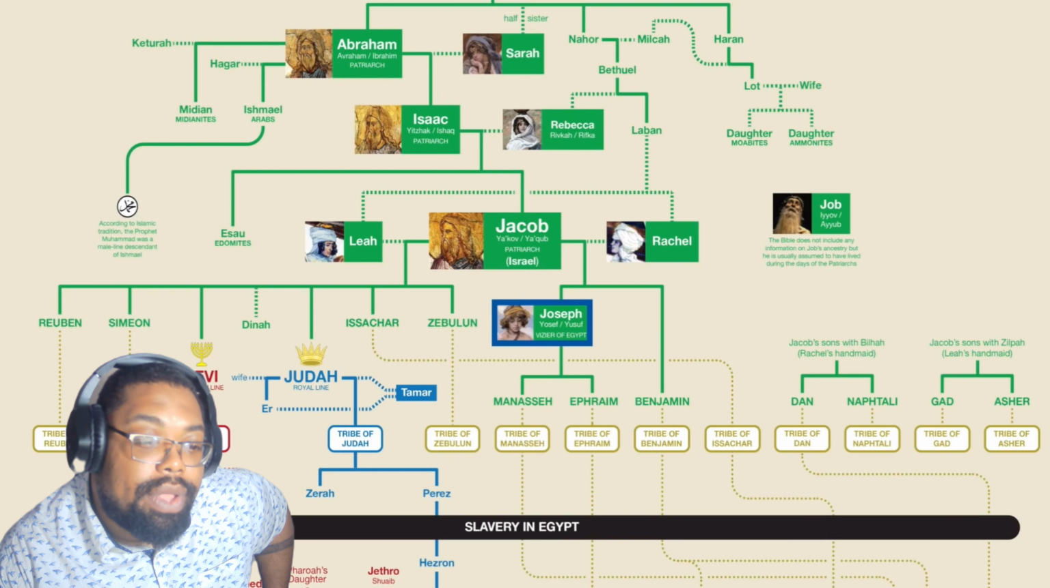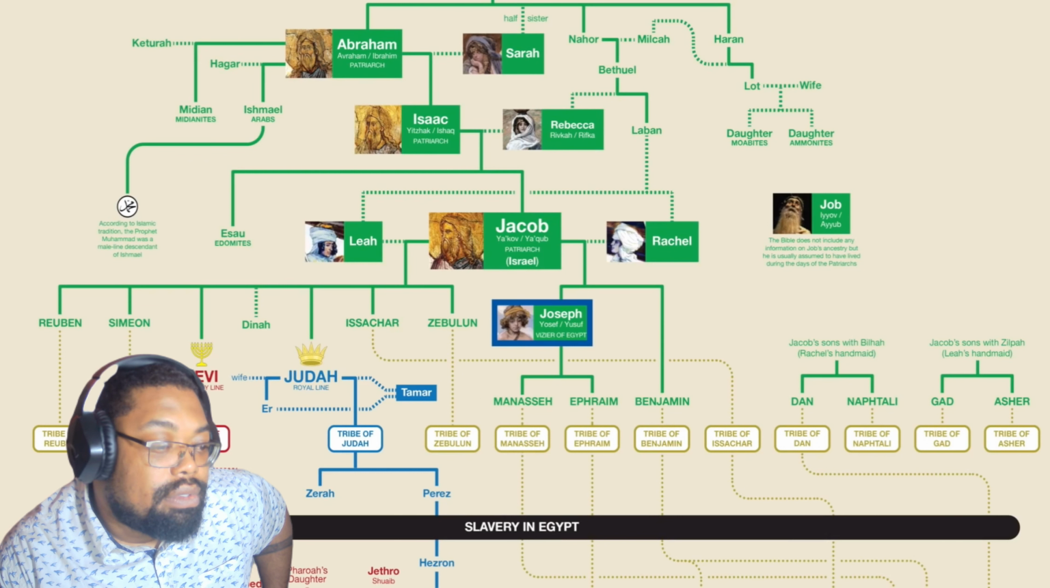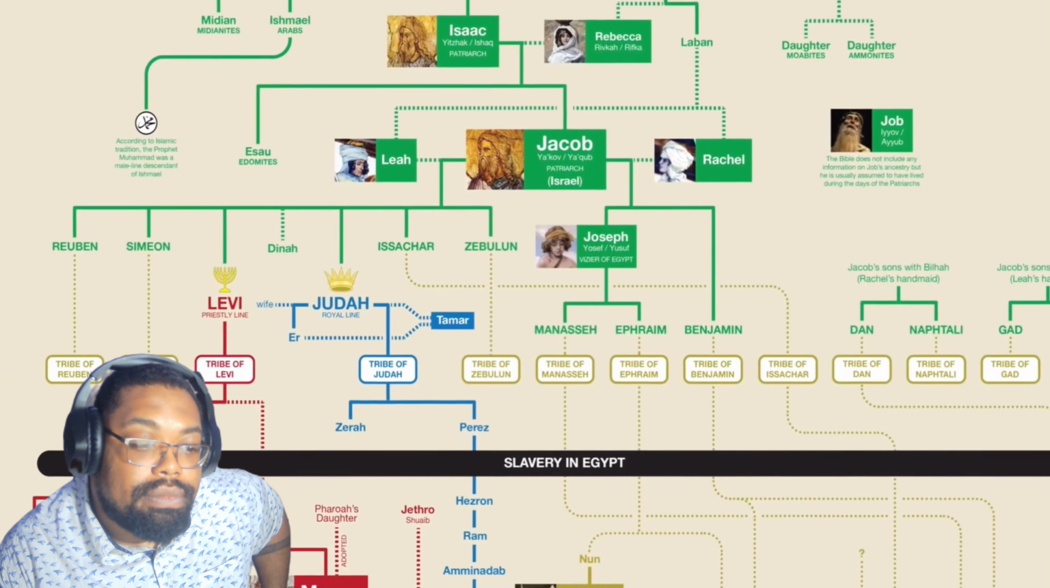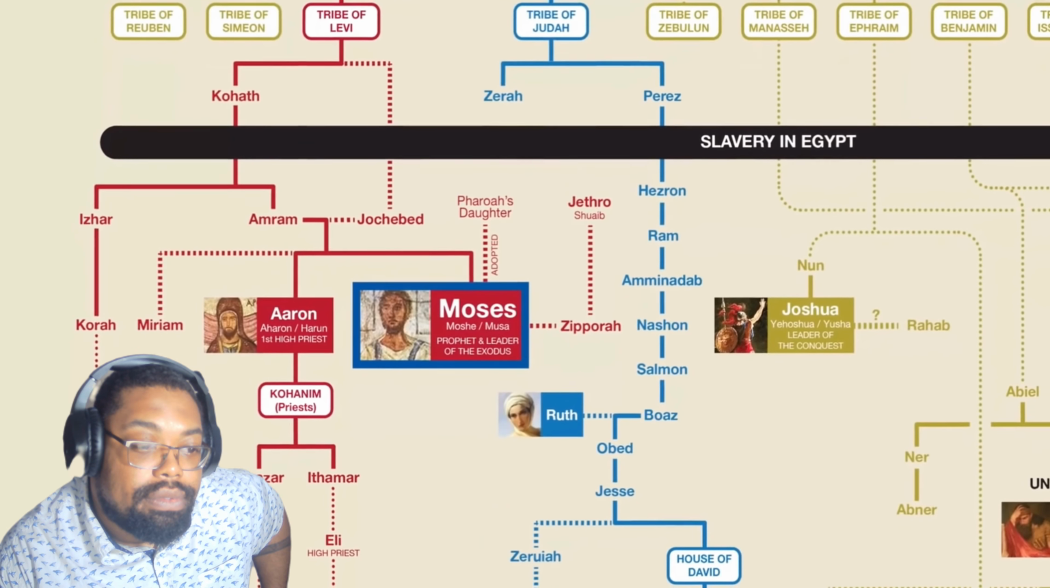Anyway, Jacob and his family ended up moving to Egypt, where Joseph was living, and it is there that they grew into a nation. But as the story goes, after a few generations, the Egyptians forced them to become slaves, which brings us to the Exodus story and the story of Moses, the most important prophet in Judaism.